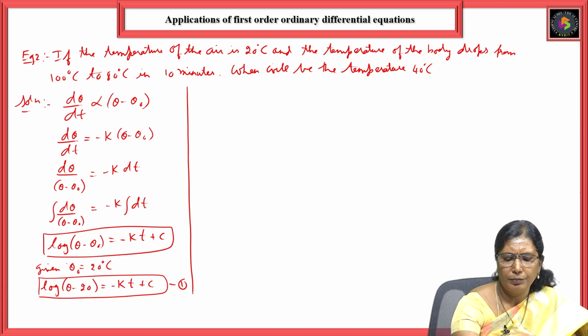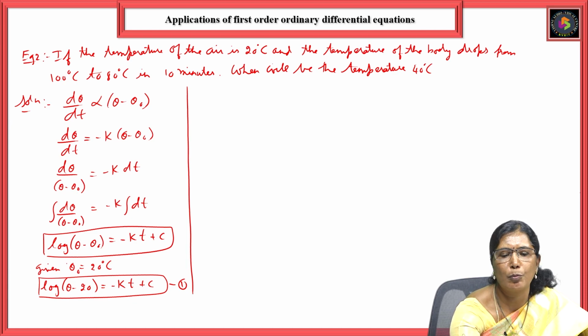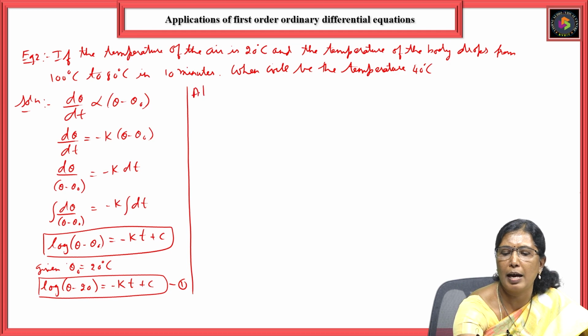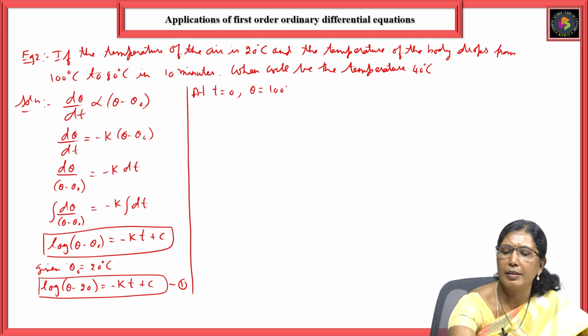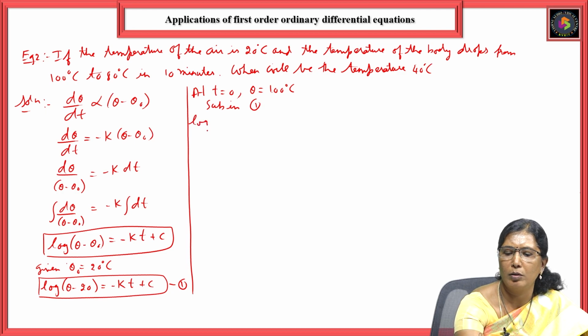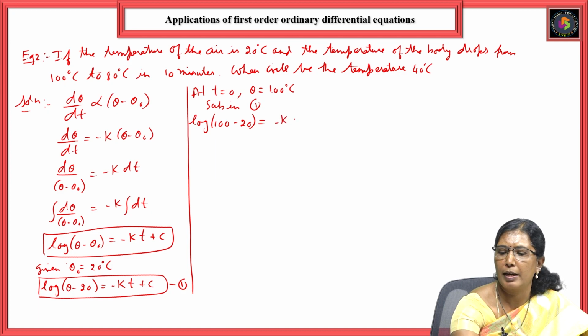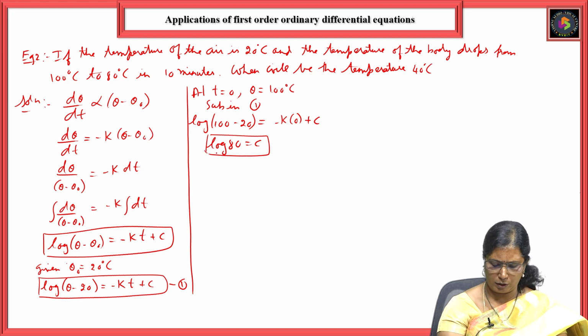Now, initially, what is the temperature of the body? 100 degrees centigrade. Initial means at t is equal to 0, the temperature of the body is 100 degrees centigrade. Everything should be substituted in 1. So we get log of 100 minus 20 is equal to minus k into 0 plus c. So log 80 is equal to c. We got the c value as log 80.